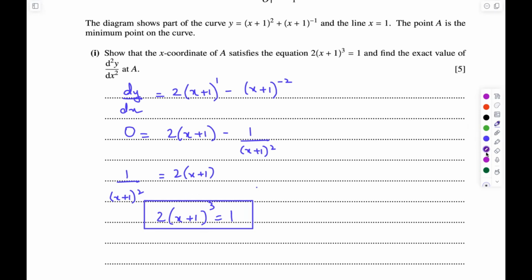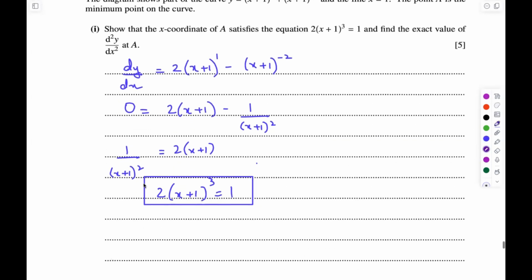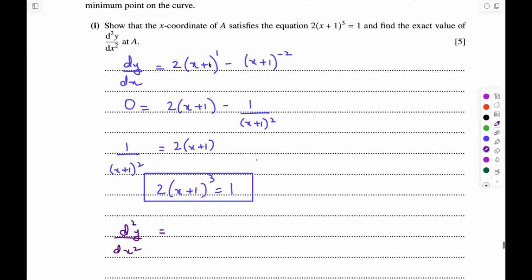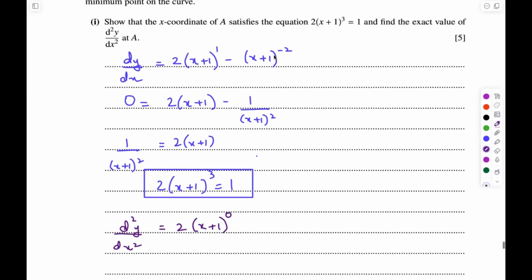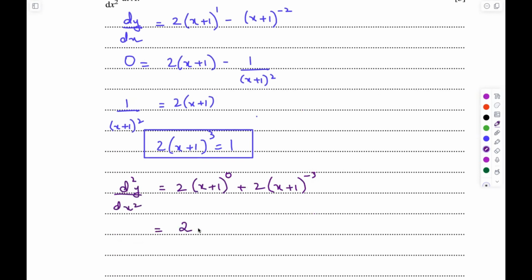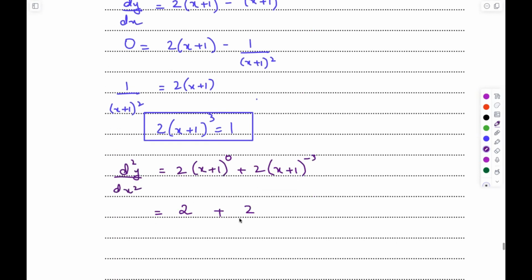Now in part 2, we have to find the exact value of d squared y upon dx squared. So first finding an expression for d squared y upon dx squared. So differentiating 2 into x plus 1 to the power 1, this will become 2 into x plus 1 to the power 0, and x plus 1 to the power 0 will be 1. And differentiating x plus 1 to the power minus 2, minus 2 into minus 1 will become a plus 2 into x plus 1, and the power will decrease by 1, so it will become minus 3. So the expression for d squared y upon dx squared will be 2 plus 2 upon x plus 1 whole cube.